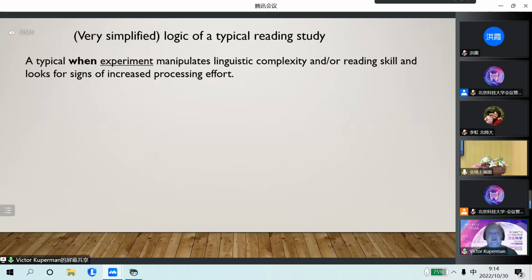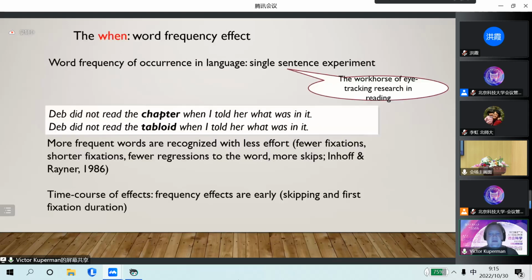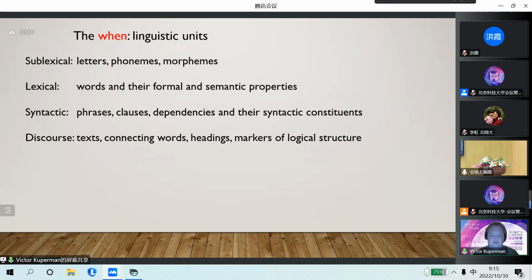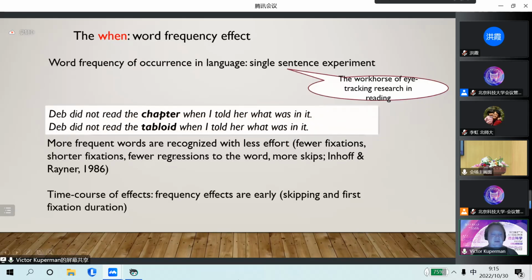So this is truly a very simplified logic of a typical reading study. We do something to the text, or we select readers in a specific way that would highlight their contrast, and we expect the processing effort and the durations of the eye movements to be different as well. So here's one classic example of a very, very robustly shown effect in reading studies in virtually all languages that I know of, the word frequency effect. If we think of words that occur more often in the language, they typically take less time to be processed than the ones that occur less frequently in the language.